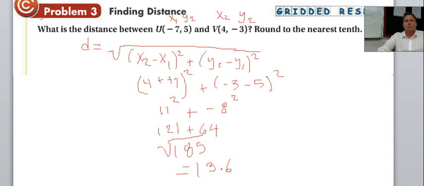So really important in this one that we remember our formula, because all we have to do if we know the formula is just plug it in and then chug out the answer.